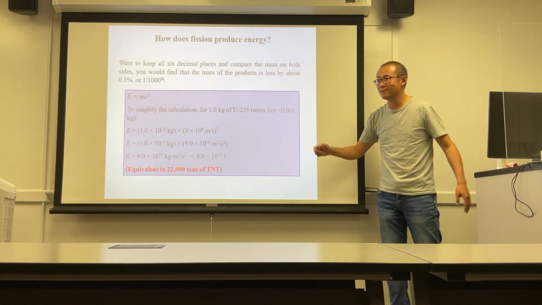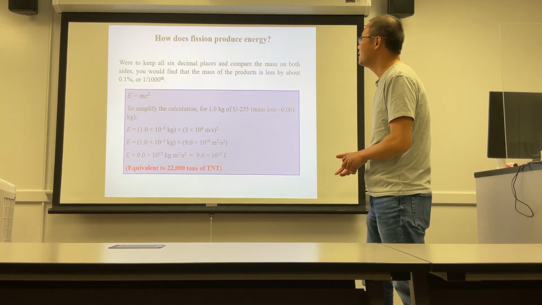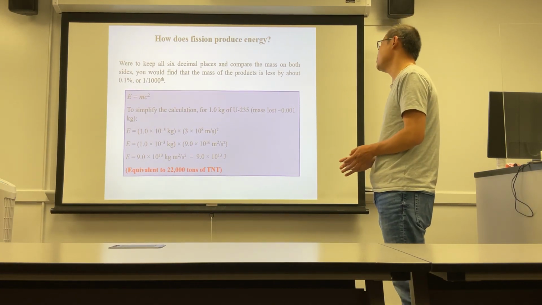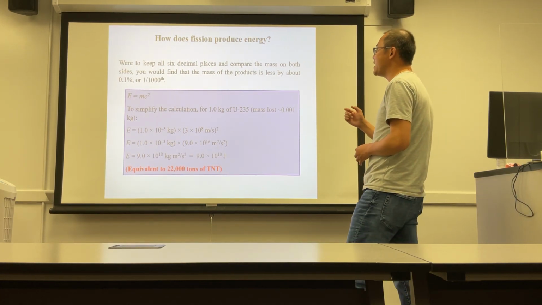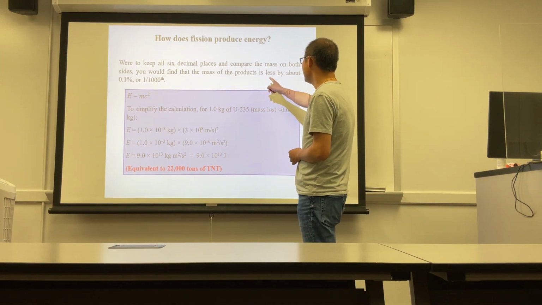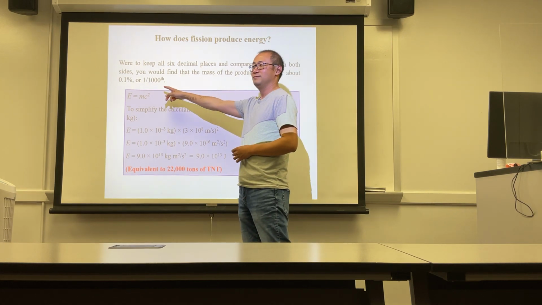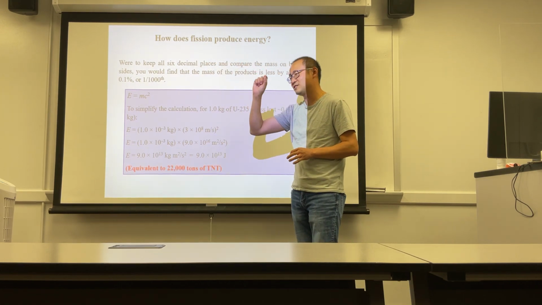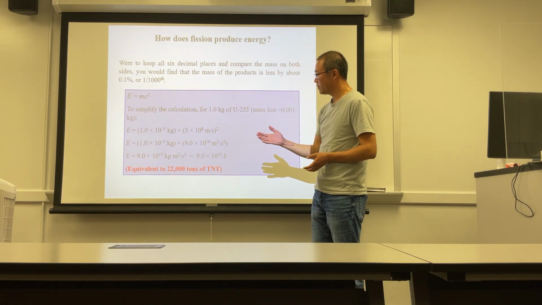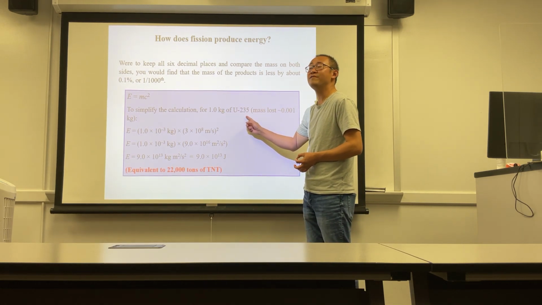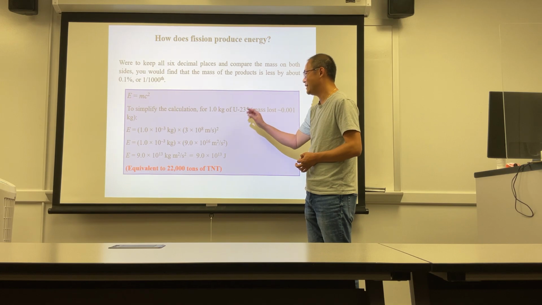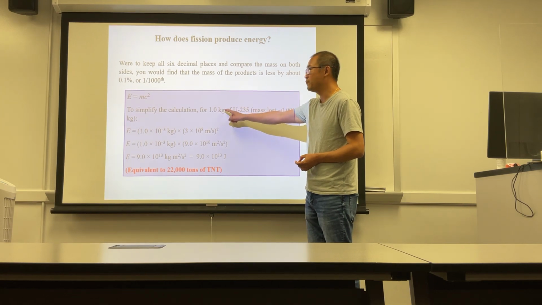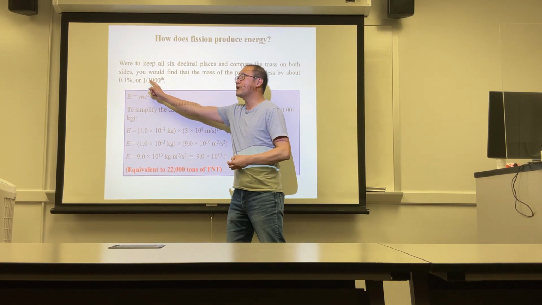How much? Let's do a simple math here. Let's say if you were to keep all 6 decimals and compare the mass of the products on both sides, you will find out the mass of the products is less by how much? 0.1%, like 1,000th, that much less. Like 1,000th of the mass is lost, is defect. So, let's say I have 1 kilogram of uranium-235. Okay, 1 kilogram, kind of like a critical mass. If I have 1 kilogram of uranium-235, 0.1% or 1,000th is lost.